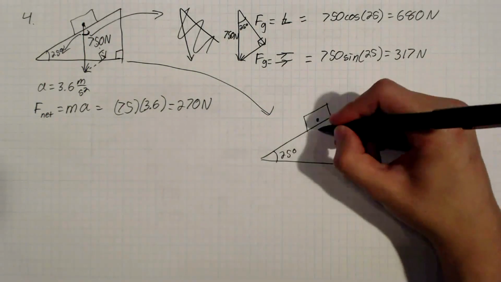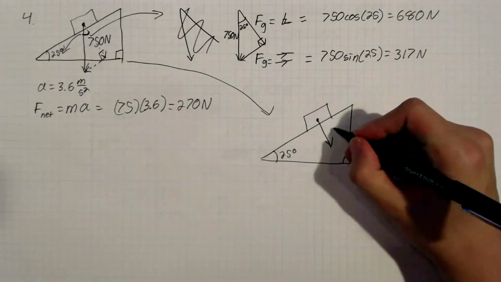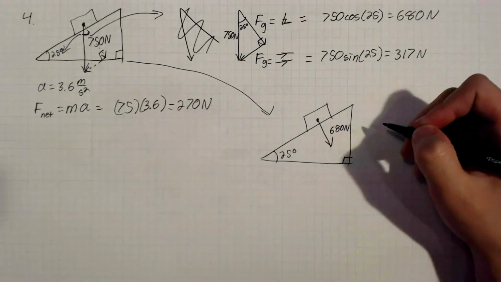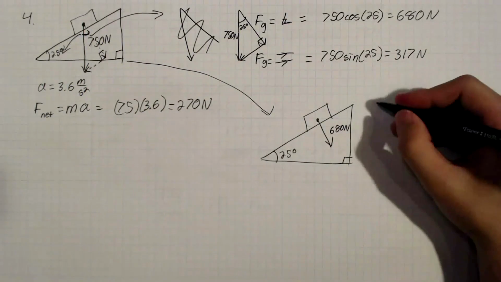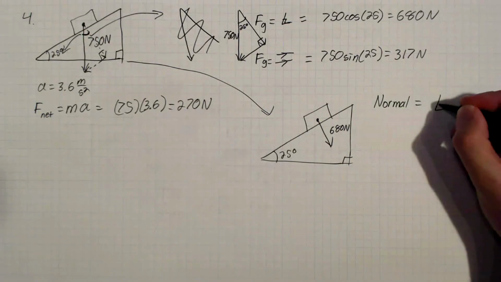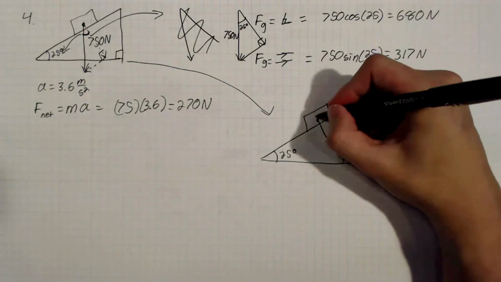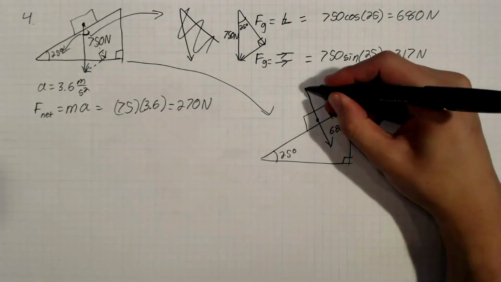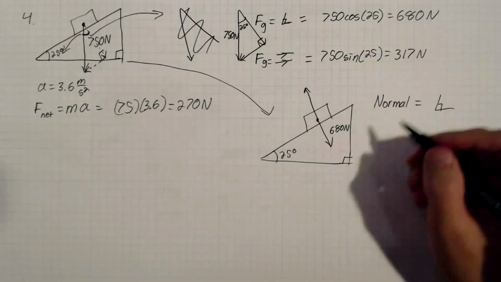So we have 680 newtons pulling perpendicular to the ramp, which means we also have a normal force. Remember, normal means perpendicular, and this is just a little mathematical symbol for perpendicular. It's a little right angle symbol that you see in a right triangle.